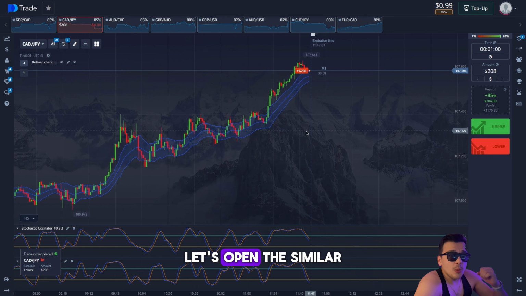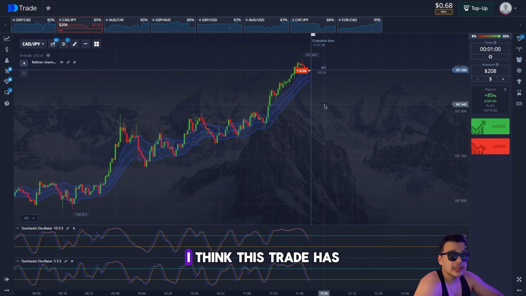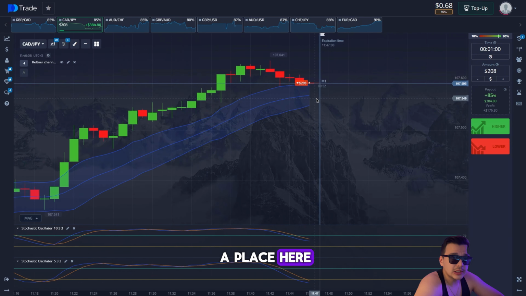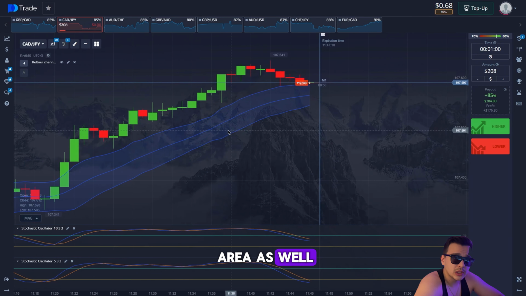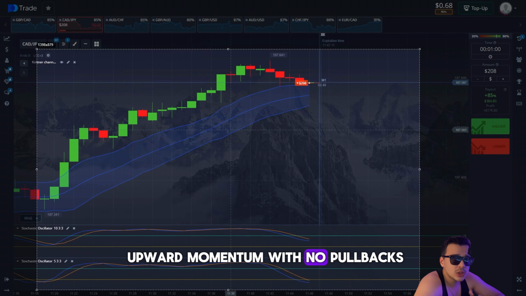Let's open a similar trade here. Why not? For a consolidation result. I think this trade has a place here. Let's highlight the walking area as well. Look here, we see very strong upward momentum with no pullbacks.